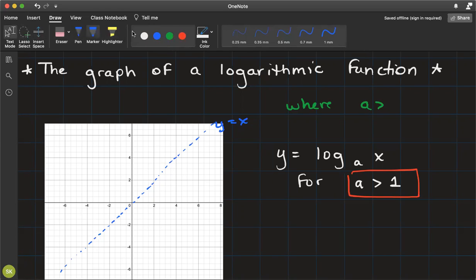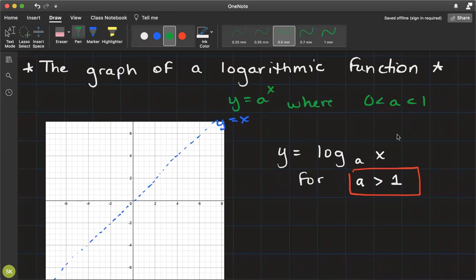Okay, so instead of a being greater than 0, we're going to talk about the function y is equal to a to the power x when a is between 0 and 1. So let's remember what that graph looked like. Remember that it went through the point (0, 1), but on this side it went up to infinity, and then on this side it went towards the horizontal asymptote of y is equal to 0.